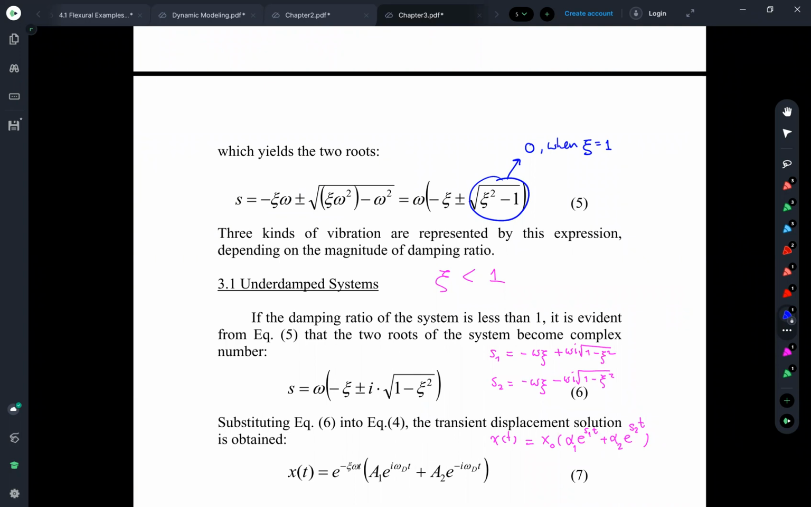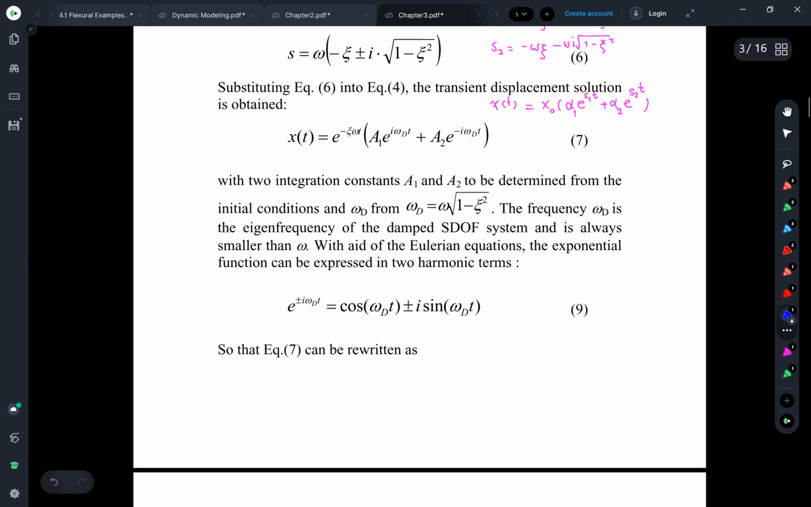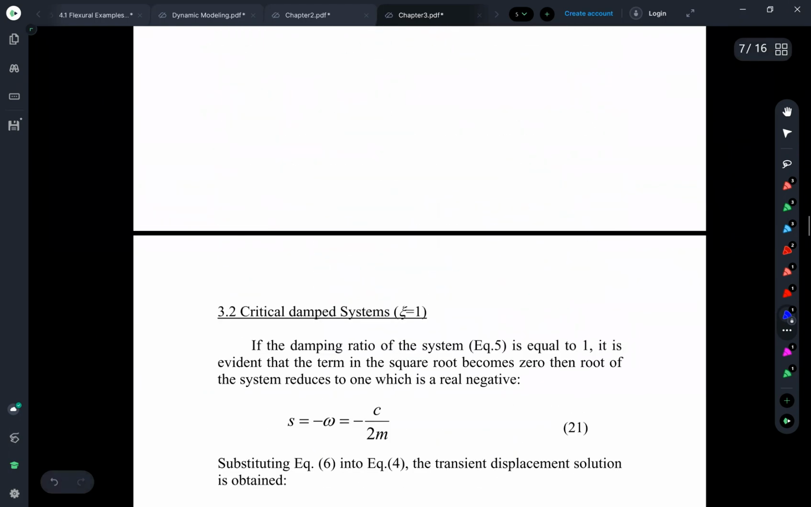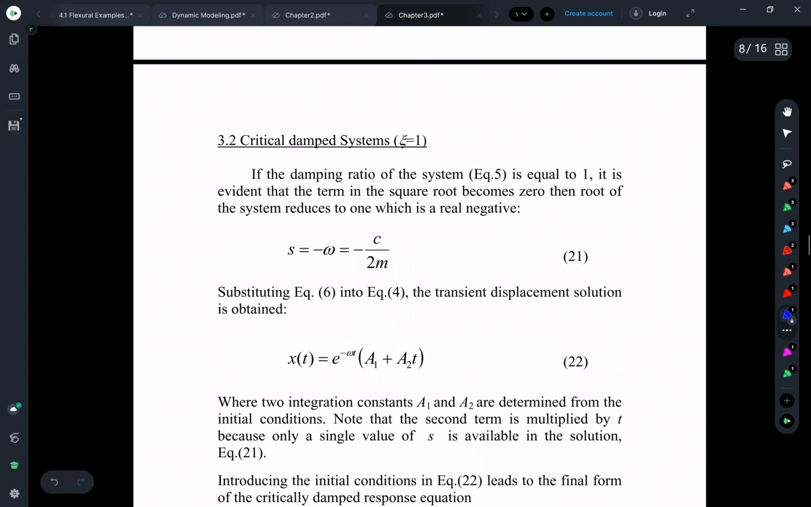And the S will be something like omega. S will equal to omega according to equation number 5. But let me look at this, 3.2. Sorry, minus omega.